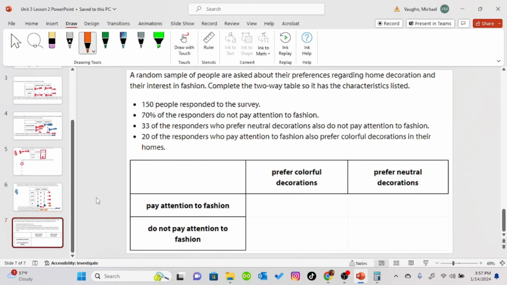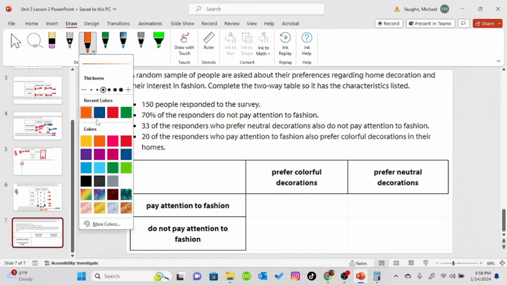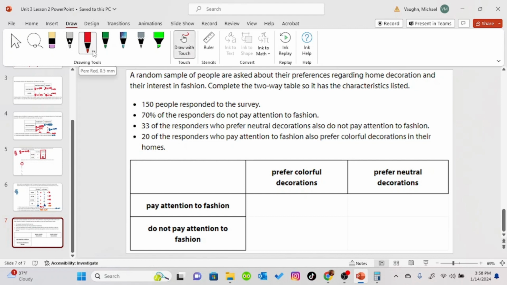And the last question, a random sample of people are asked about their preferences regarding home decoration and their interest in fashion. Complete the two-way table so it has the characteristics listed. 150 people responded to the survey, so we need the 4 boxes to add up to 150. 70% of the responders do not pay attention to fashion.